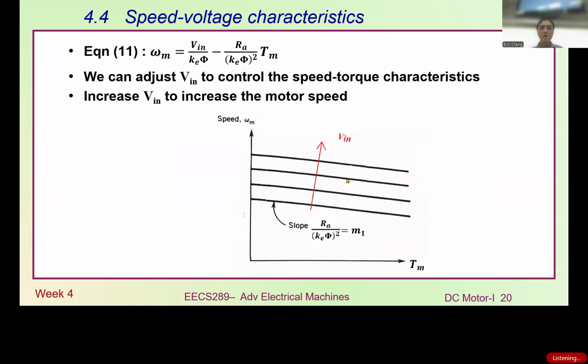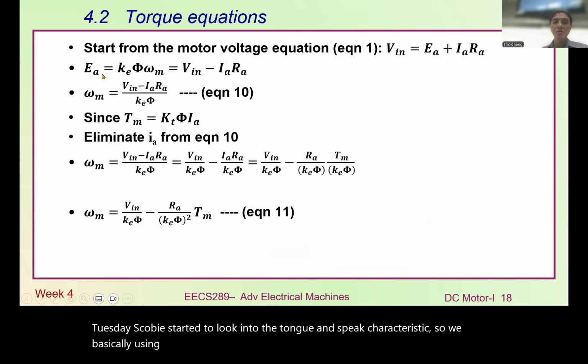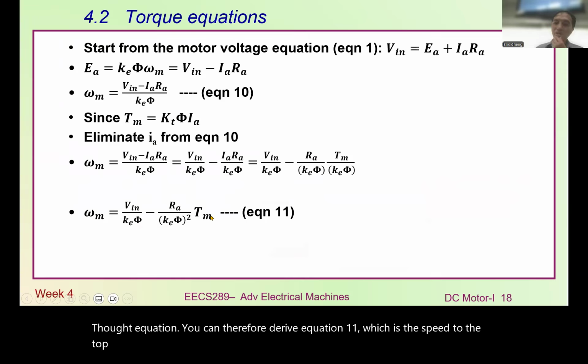So last week and 2 days ago, we started to look into the torque and speed characteristic. We are basically using the basic formulation, like this voltage equation together with the torque equation. We can therefore derive equation 11, which is the speed to torque correlation. So this is a really famous correlation.